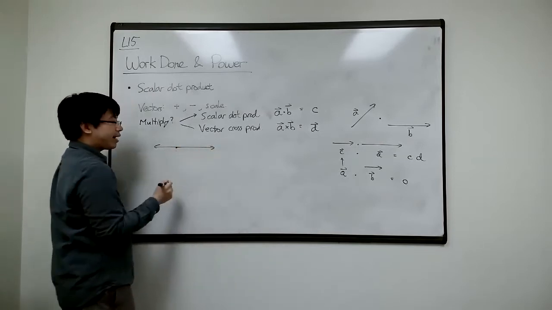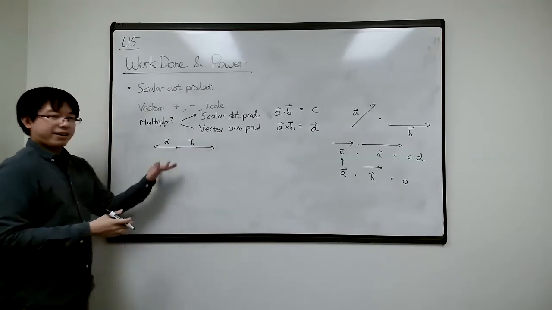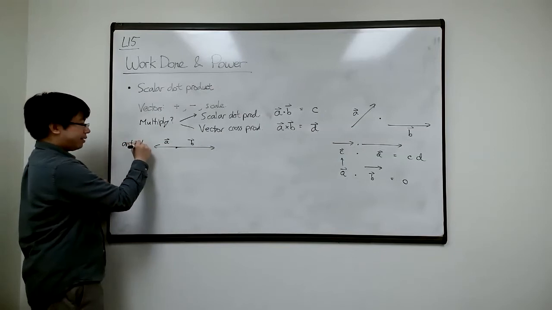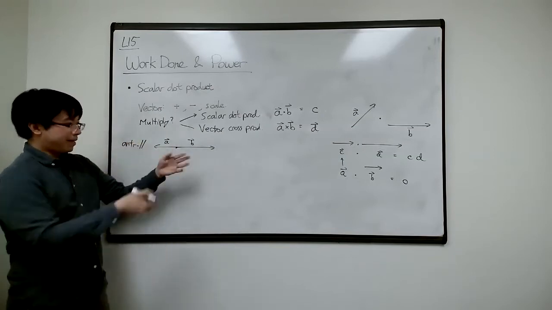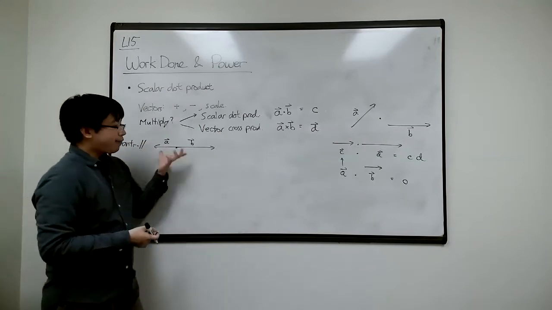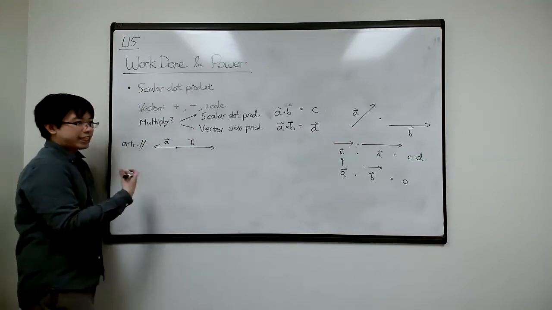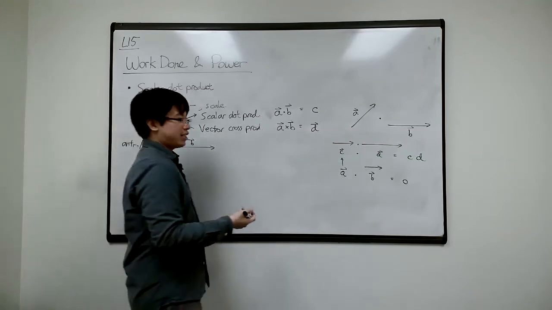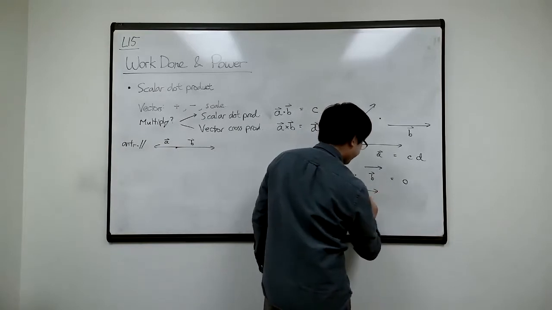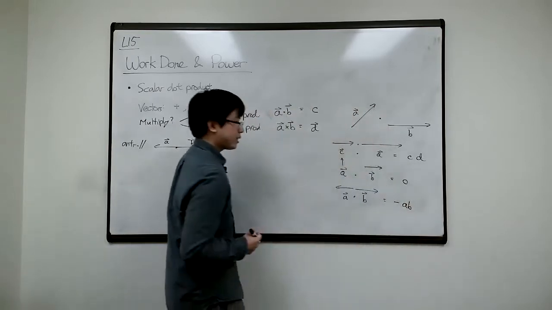If A and B this time are opposite to each other, this is called anti-parallel. It's parallel, but they're anti, pointing in opposite directions. If these are forces, A is working against B, so I would like to generate a negative number out of that. If I want to take a dot product of something like this, I kind of want to generate a negative number, maybe A times B, like this.